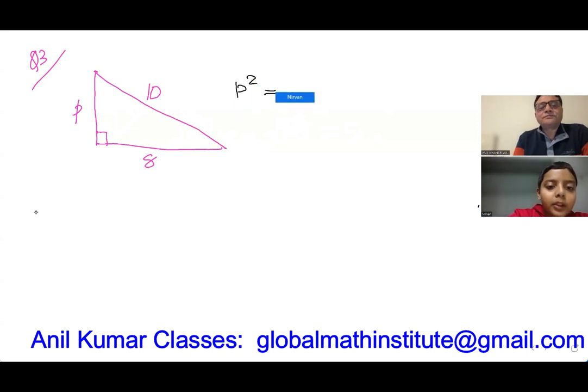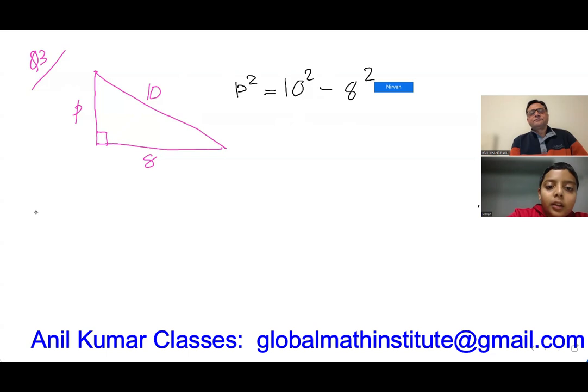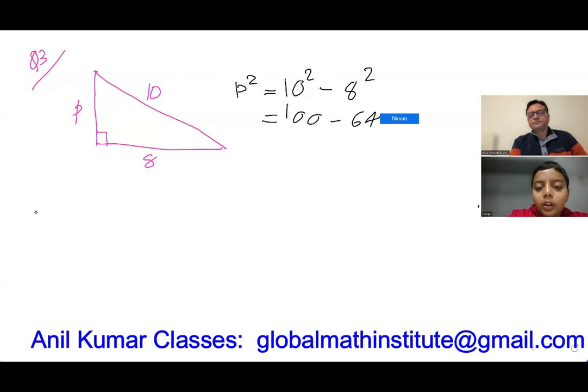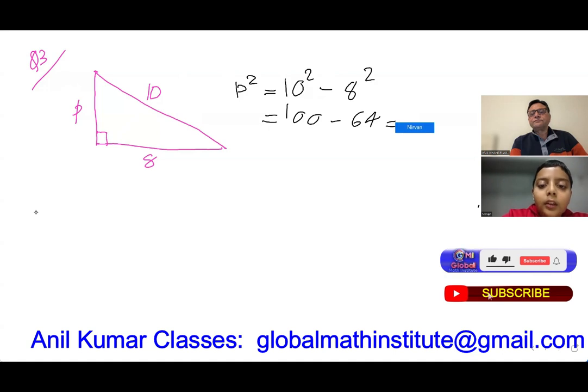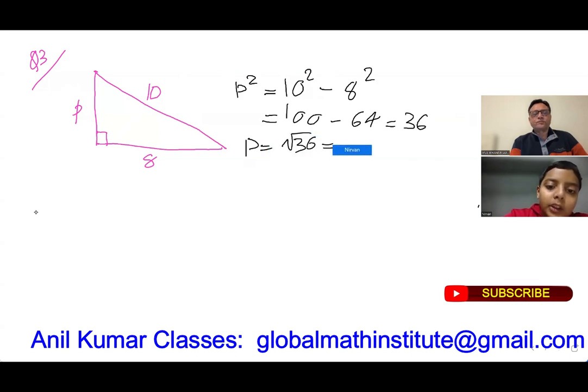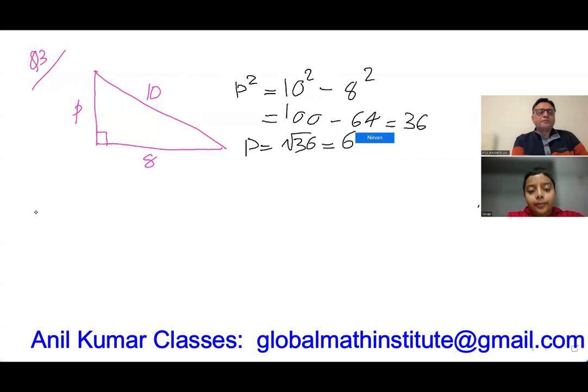P square is 10 square minus 8 square. 100 minus 64 is 36. So you're left with P equals square root of 36, which is 6. Excellent. So no problems in doing this.